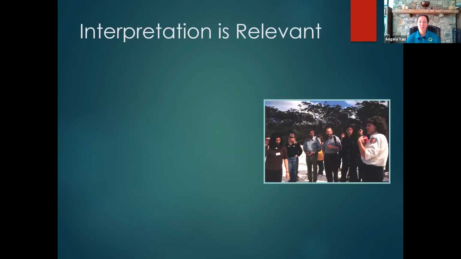All right, so I want to get to our R. Our R is that interpretation is relevant.